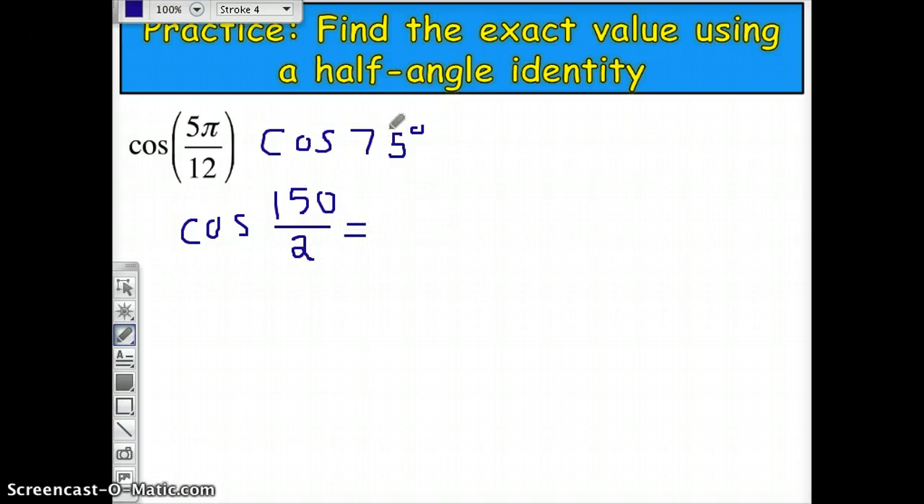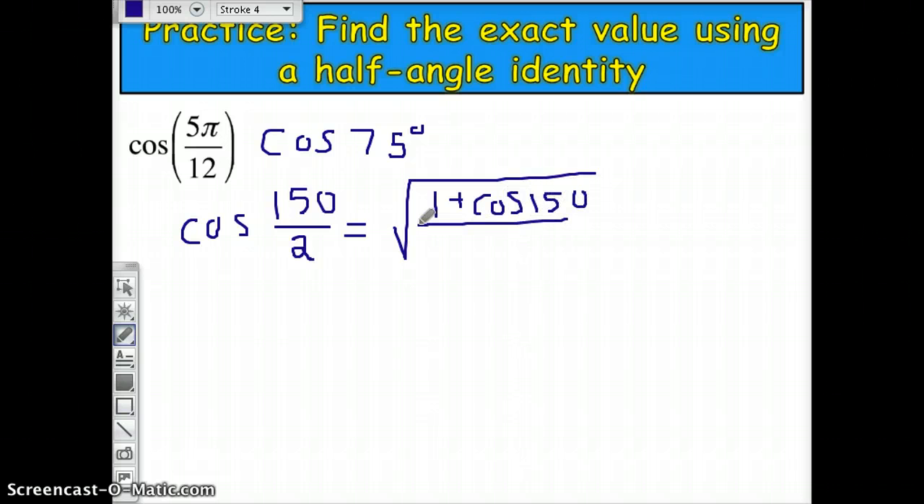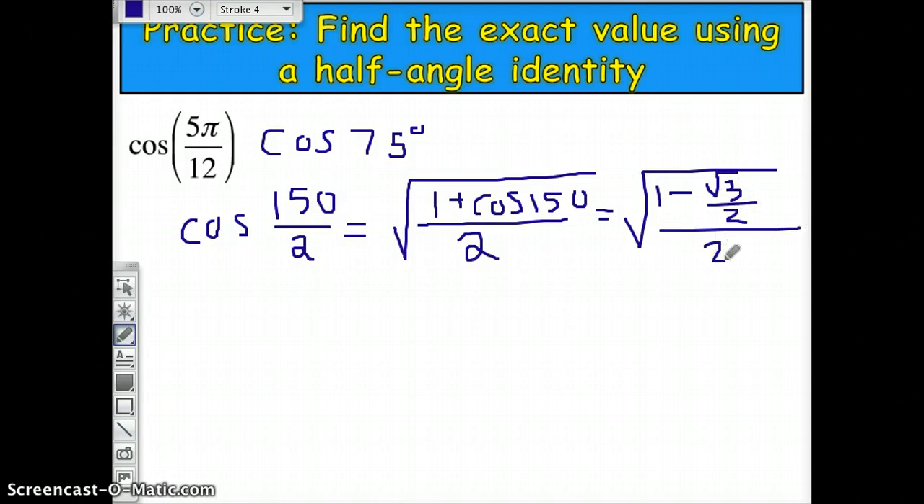And 75 is in the first quadrant, cosine's positive in the first quadrant, so the sign in front of the radical is going to be a positive. And the formula for cosine is 1 plus cosine 150, over 2. The cosine of 150, you can find it on the unit circle, is root 3 over 2, but it's negative. So 1 minus root 3 over 2, all over 2.